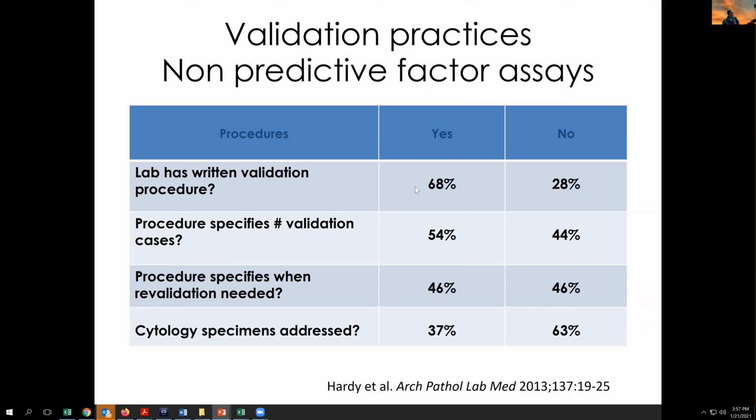For example, only two-thirds of laboratories had written procedures for validation. Only just over half specified the number and types of cases that needed to be included in the validation study, and less than half could identify when the procedure indicated revalidation, and really only a third addressed cytology specimens. So this is good evidence that a fair number of people out there were struggling with this issue.